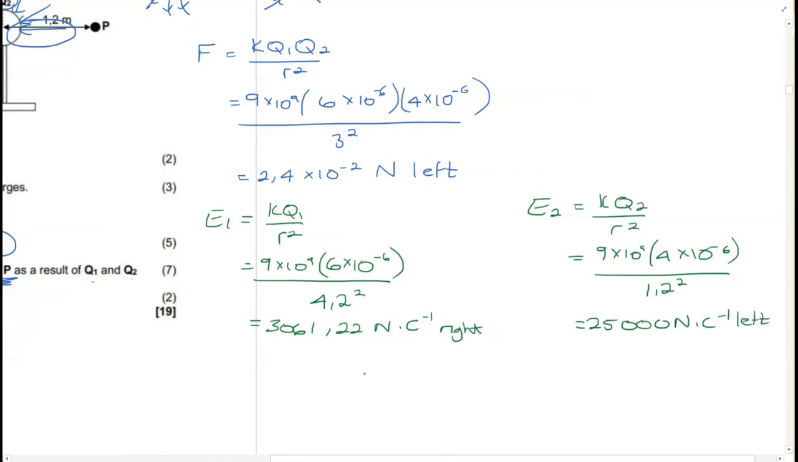So once to the right, once to the left, we're going to subtract the two from each other in the bigger one's direction. So 25000 minus 3061.22, and this is E net, eh? And that's going to give you 2.19 times 10 to the 4 Newton per Coulomb to the left, in the bigger one's direction.